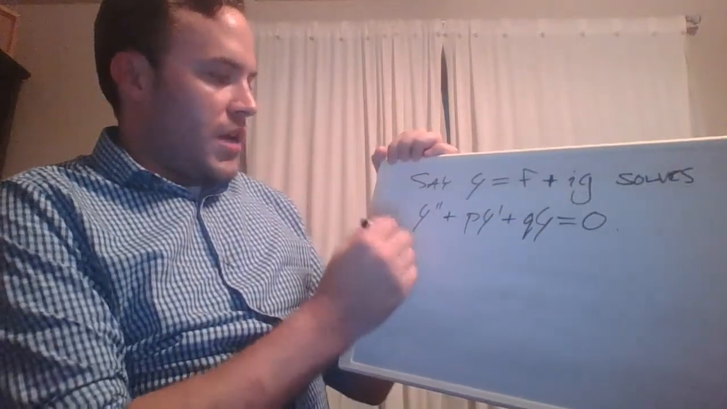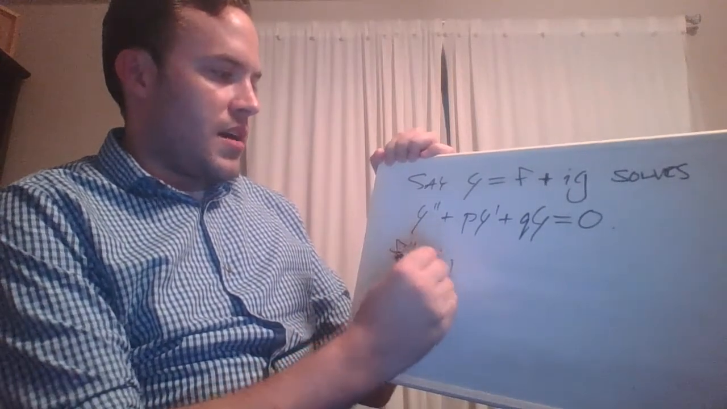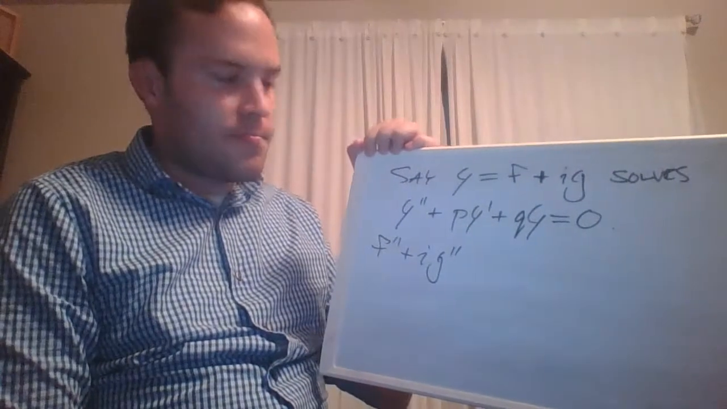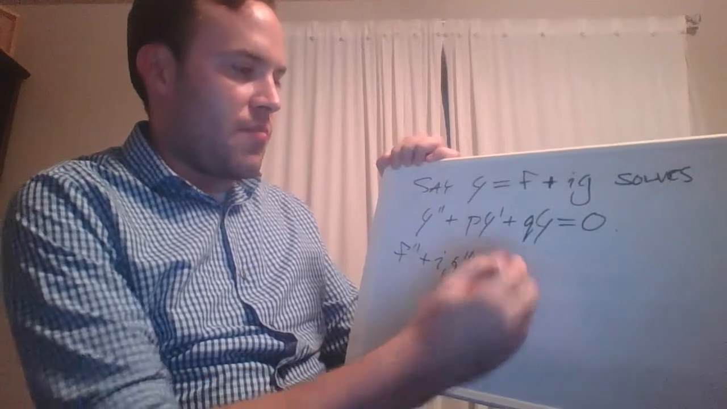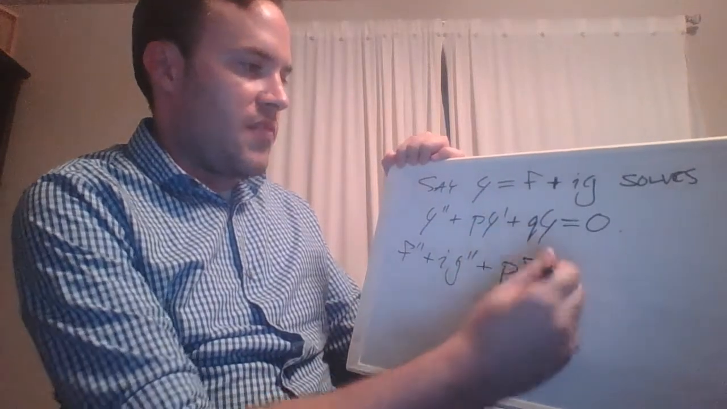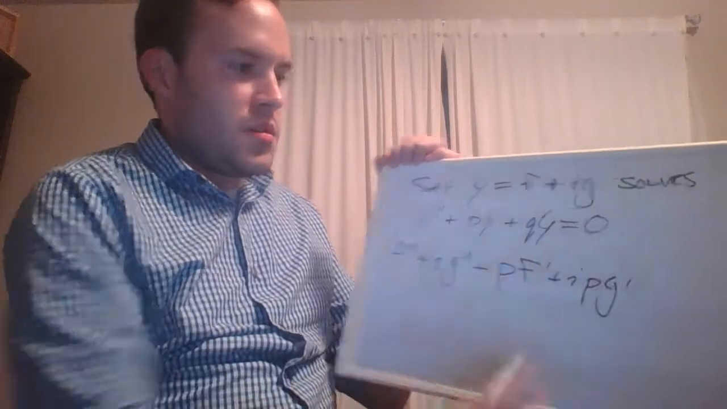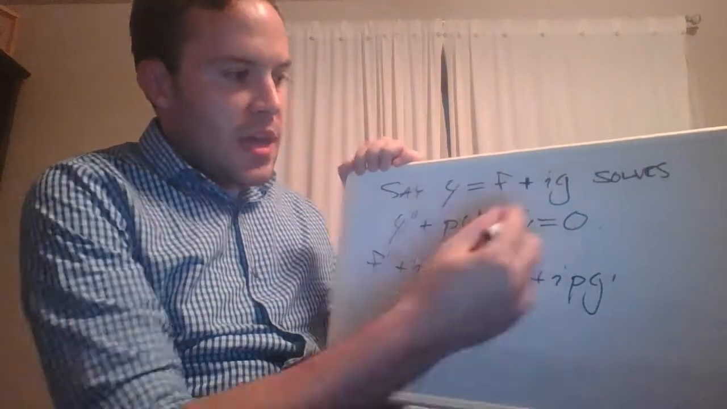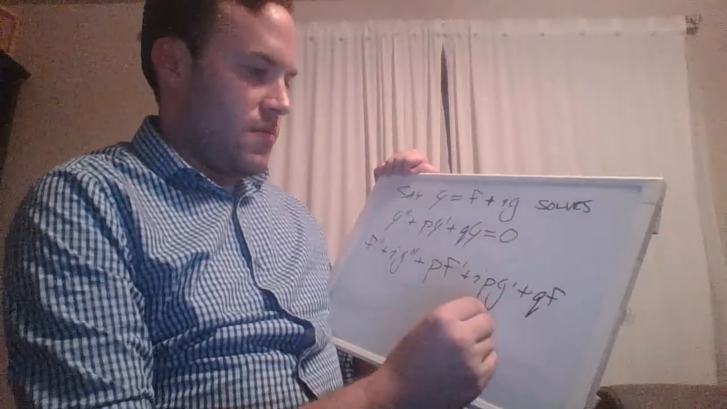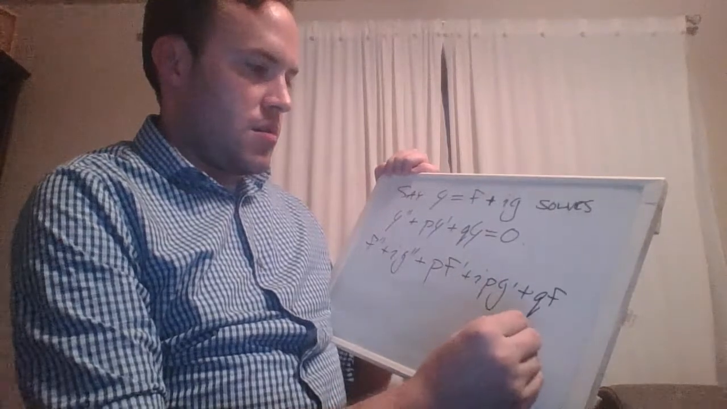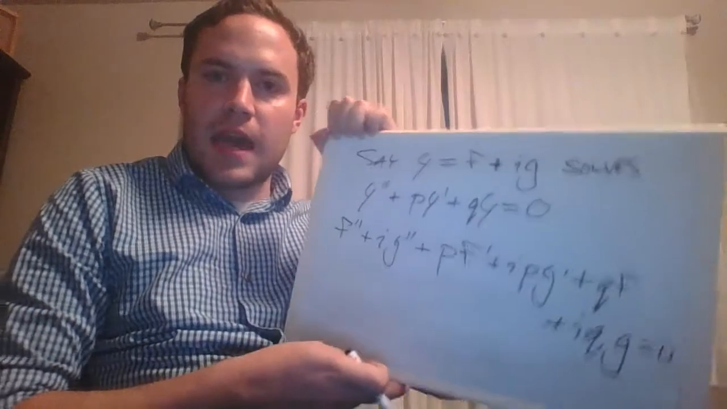All right, so y double prime is going to be f double prime plus i g double prime, plus p times y prime, that's going to be p f prime plus i p g prime, and plus the last term here is going to be q f plus i q g. Right, and that should add up to 0.